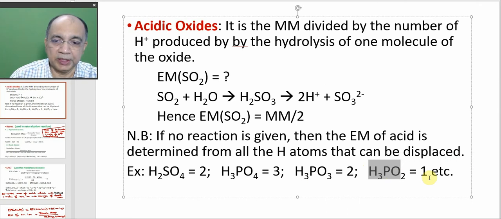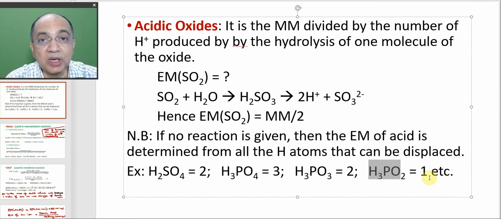So if no reaction is given and you are asked to find out the equivalent mass, then you have to presume complete neutralization. Take all the replaceable hydrogen atoms.